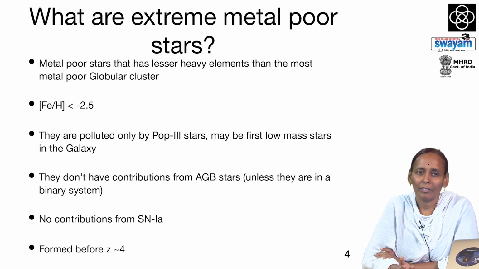The theoretical prediction, the simulation, shows that these extreme metal poor stars are polluted only by the Pop 3 stars. Pop 3 stars are the stars that started with a Big Bang composition, and these extreme metal poor stars got chemical imprints from the Pop 3 stars' explosive nucleosynthesis products. They don't have contributions from AGB stars because AGB stars pollute the ISM much later. Extreme metal poor stars also don't have contributions from any type Ia supernovae. And these stars formed when the redshifts were greater than 4.